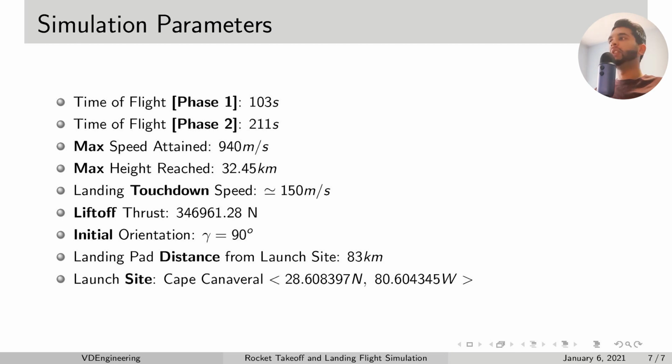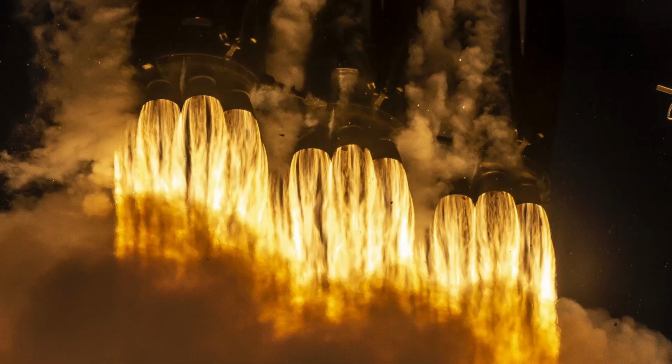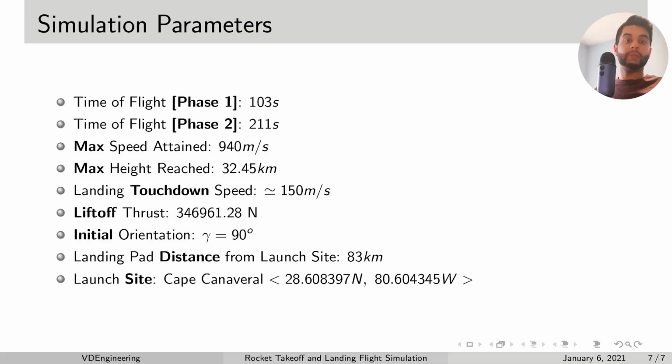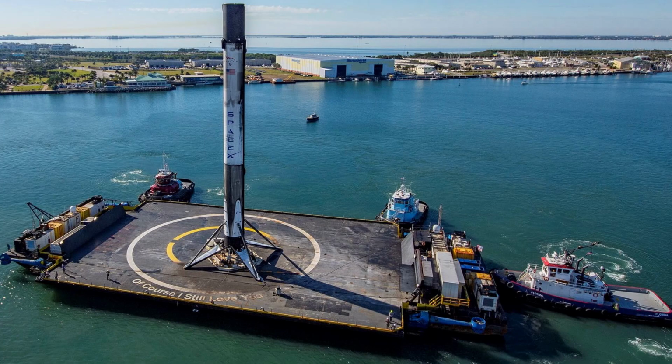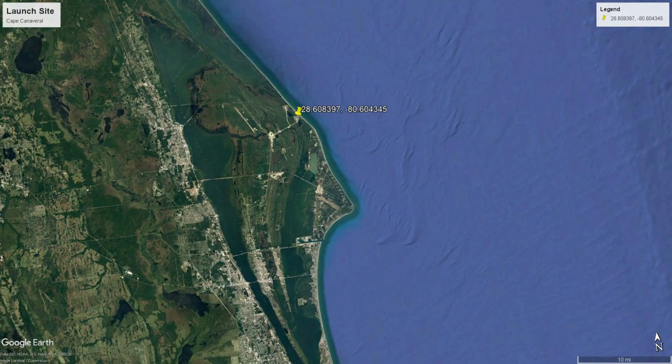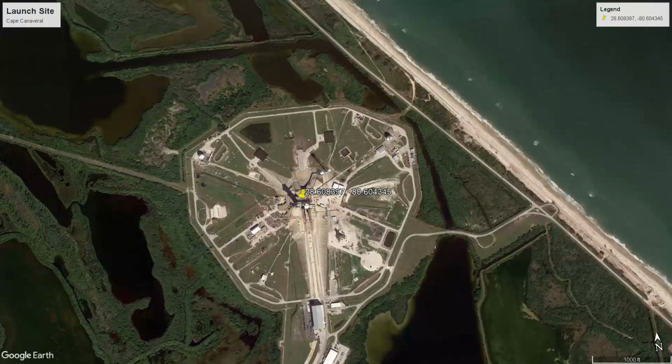So it has to be a decent value. The liftoff force is the maximum force from the engine. The initial orientation is pitched up, so it'll be 90 degrees for flight path angle and pitch angle. The landing pad distance from the launch site equals about 84 kilometers, so it'll go about 84 kilometers downrange from your launch site. I chose Cape Canaveral to be the launch site at about 28.6 north and 80.6 west.